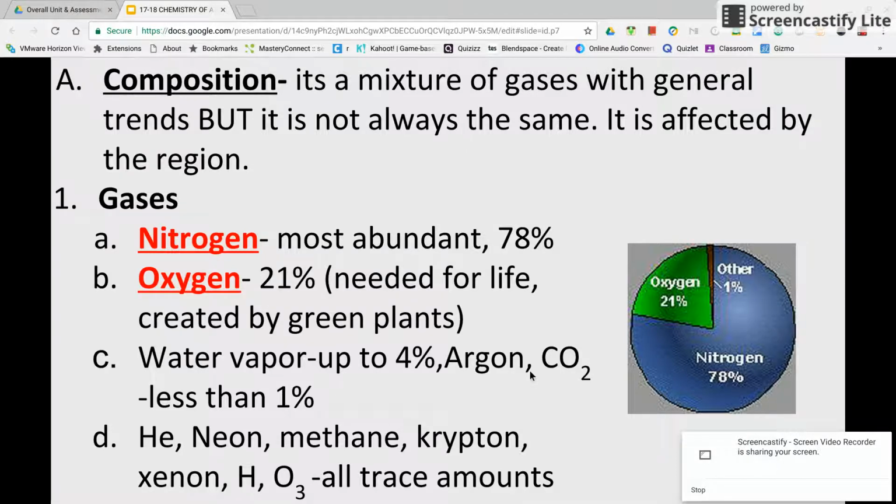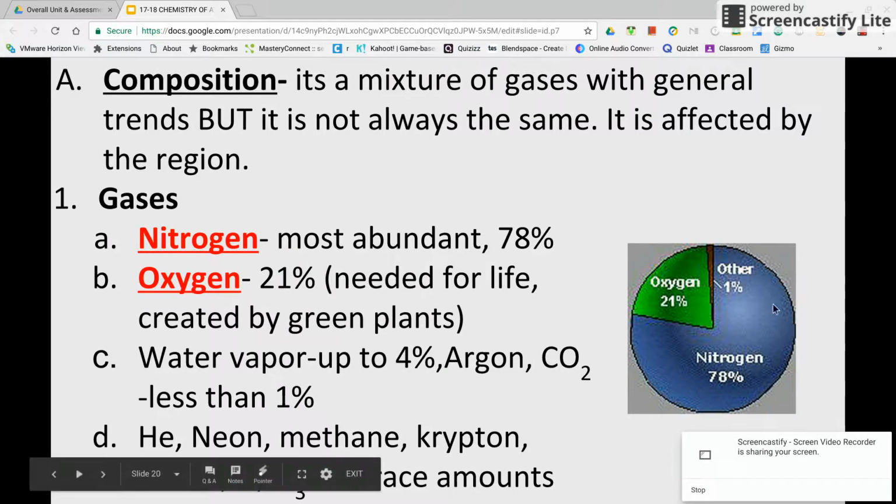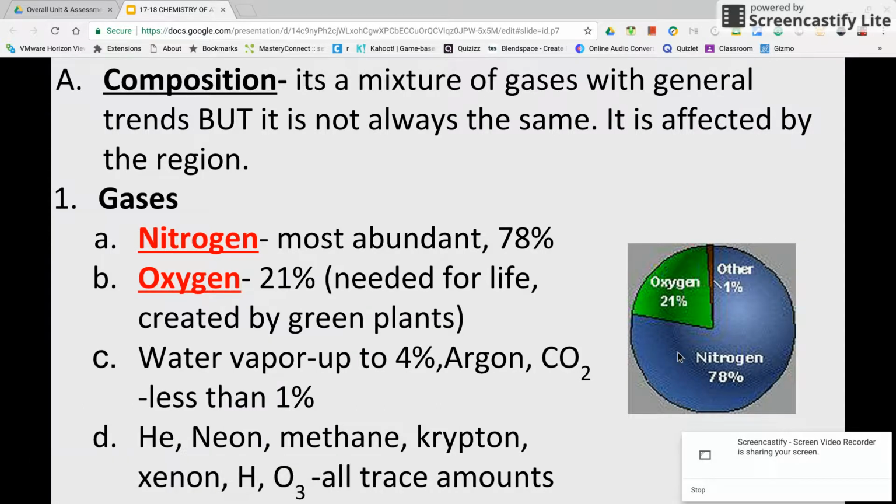Most students and most people in general think that we breathe in mostly oxygen because that's what our body uses. But in reality, if you look at the pie chart over here, you can see the majority of our atmosphere is considered to be nitrogen molecules at 78%. Now, 21% of our atmosphere is going to be oxygen molecules, and 1% is everything else. That 1% may be things like water vapor or carbon dioxide or hydrogen, but all of those together only equal about 1% of the atmosphere.